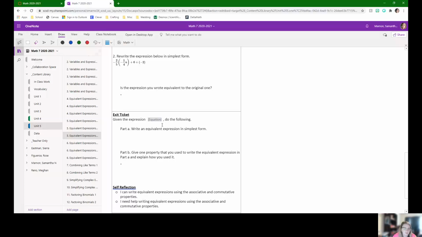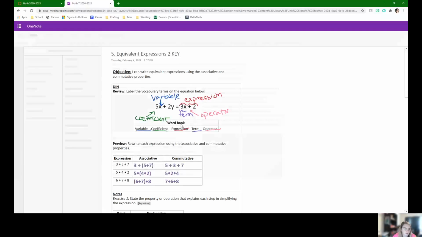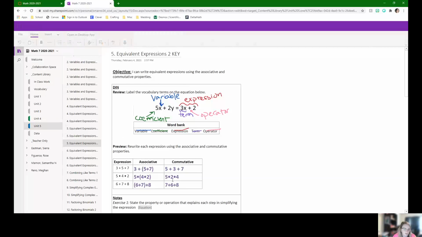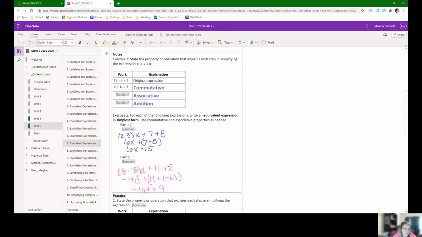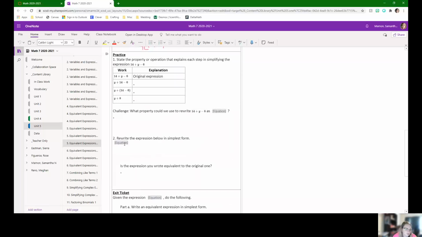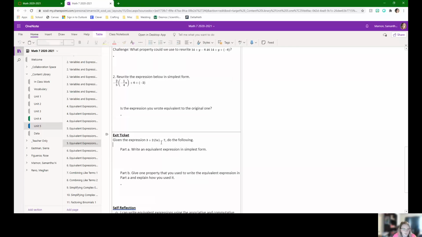For your exit ticket, it looks like it's not loading, but there is an expression here. Sometimes we just have to hit refresh and it will load. So let's see what happens when I hit refresh if it came back. Anytime it just says equation like that, try refresh. Sometimes you can just click it and it loads. But see, there we go.